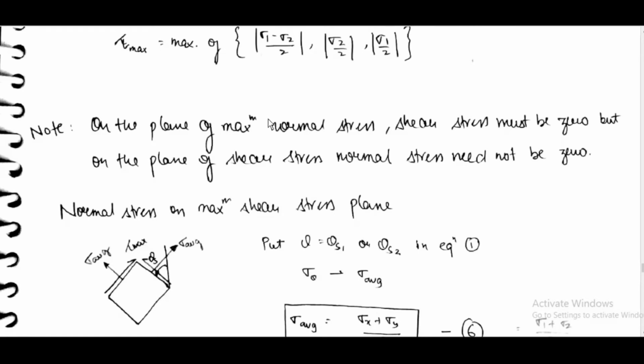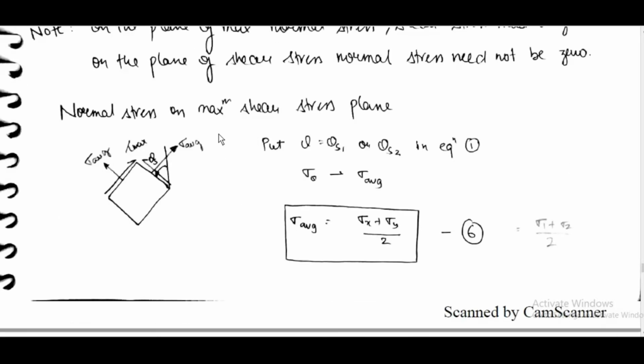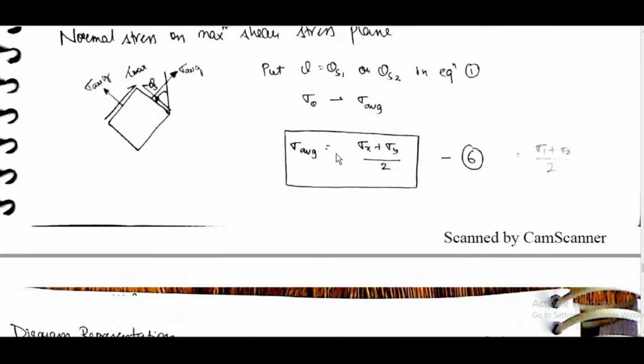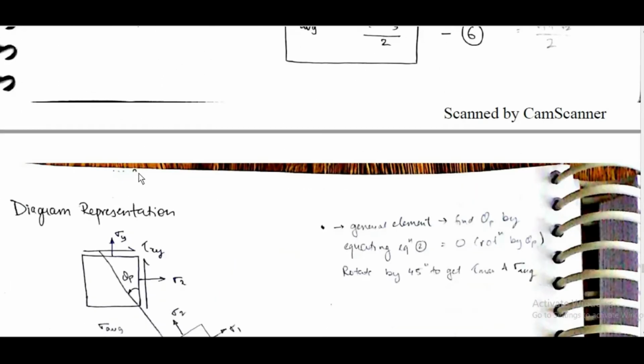On the plane of maximum normal stress, shear stress must be 0, but on the plane of maximum shear stress, normal stress need not be 0. Normal stress on the maximum shear stress plane: put theta equal to theta s1 or theta s2 in equation 1. Sigma average is equal to sigma x plus sigma y by 2, which is equal to sigma 1 plus sigma 2 by 2.